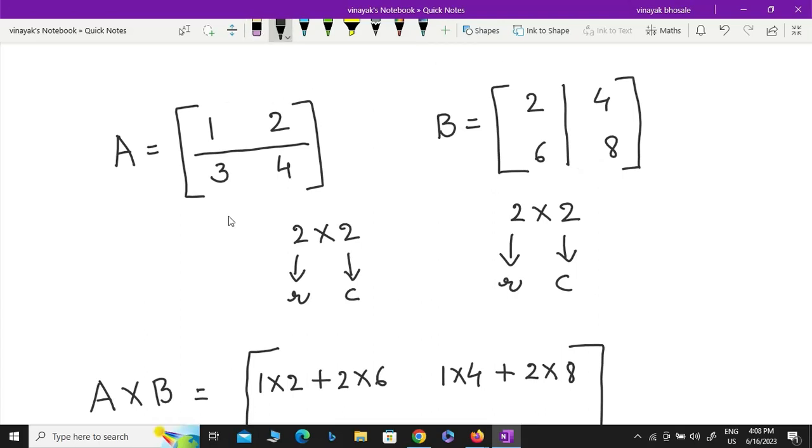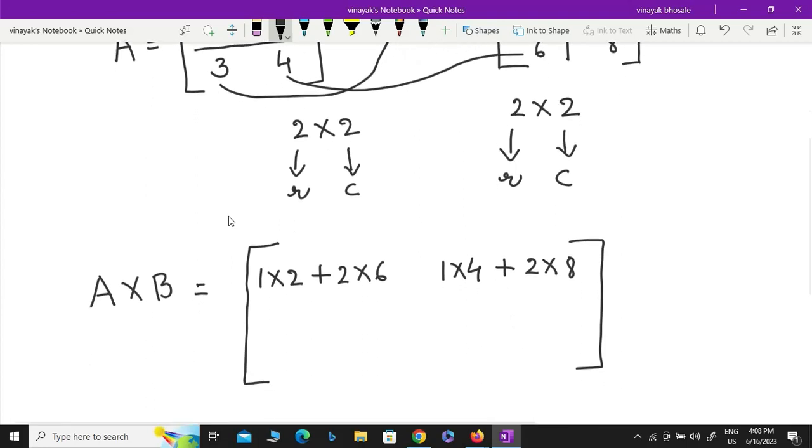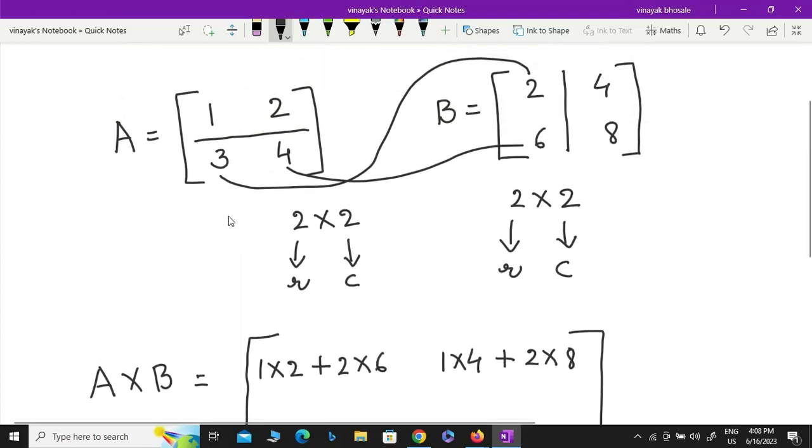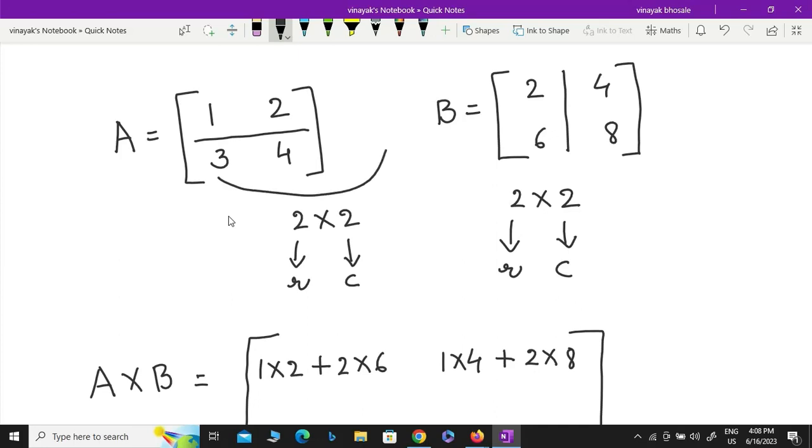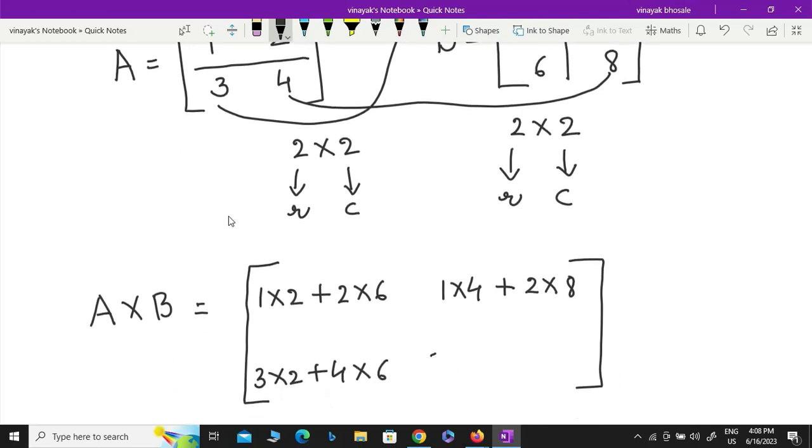Now we will multiply 3 with this 2 and 4 with this 6. Okay, so let's write that here. 3 multiplied by 2 plus 4 multiplied by 6. Okay, so let's erase these lines. Now we will multiply this 3 with 4 and this 4 with 8. Okay, so 3 multiplied by 4 plus 4 multiplied by 8.